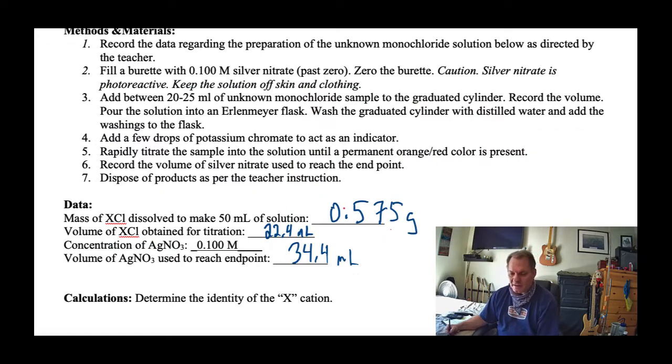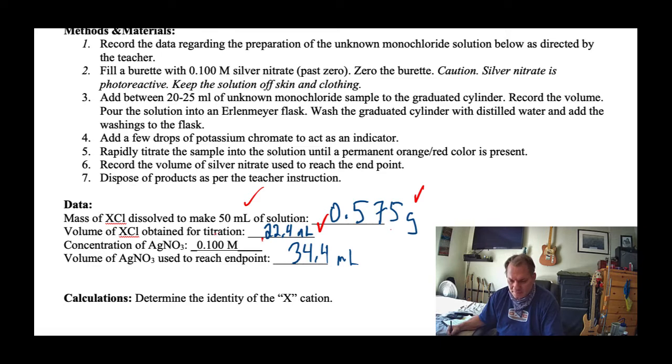All right, so we took 0.575 grams of our unknown chloride and dissolved it in 50 milliliters of solution. Then we obtained 22.4 milliliters of that solution. So do we know how many grams were in there? Well, we can figure it out.